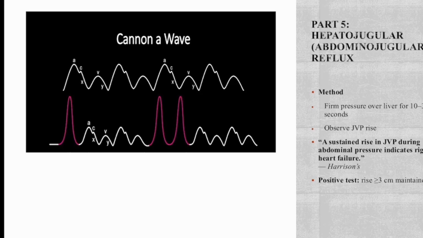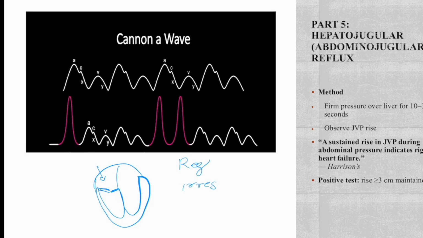Now we go to cannon wave. What's a cannon wave? Cannon waves are nothing but large A waves which are produced due to contraction of atria over a closed AV valve. So they occur when the AV valves are closed, and during that time atria contract. What is a co-contraction? There can be two types. One is regular cannon waves and another is irregular cannon waves.